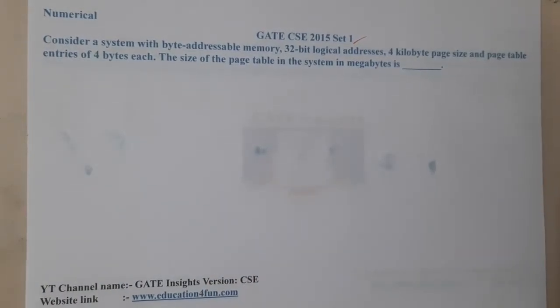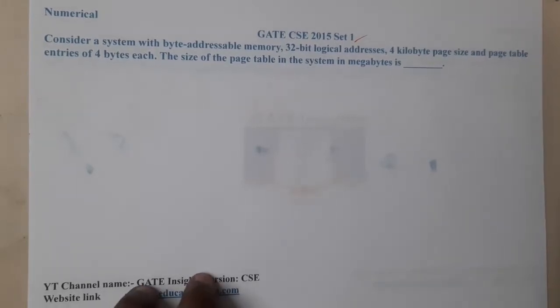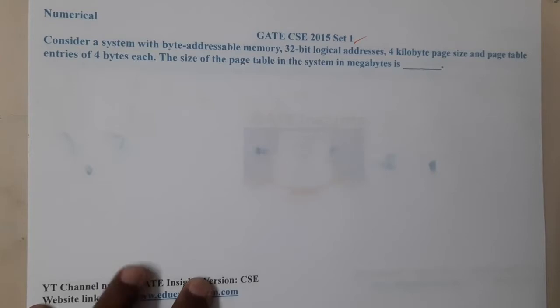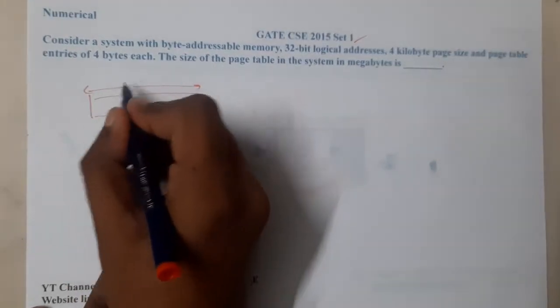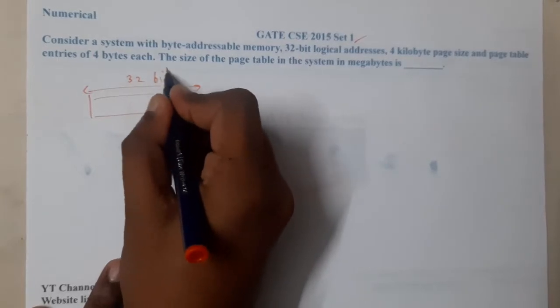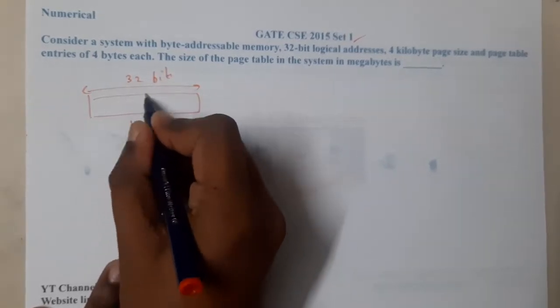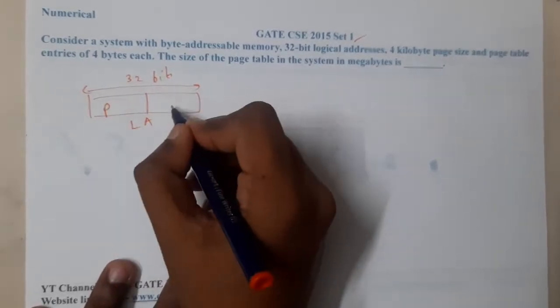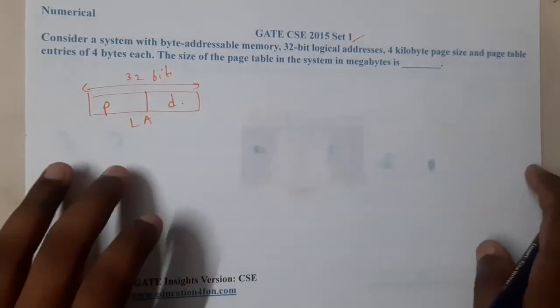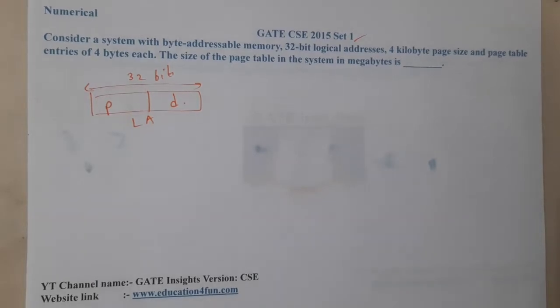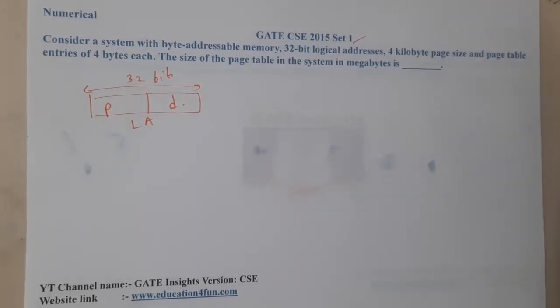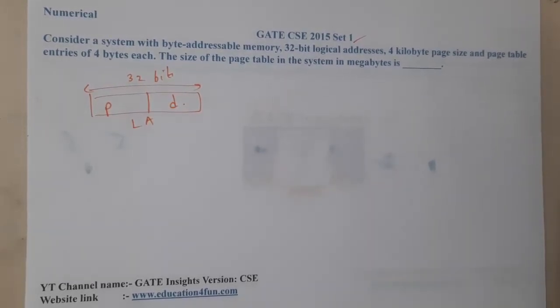The given question is: consider a system with a byte addressable memory of 32 bits logical address. So they are indirectly saying the logical address length is 32 bits. Logical address is a combination of a page and offset, right? And they are clearly saying a 4 kilobyte page size is there and the page table entry of 4 bytes each.